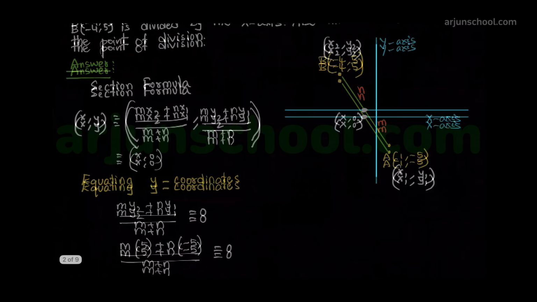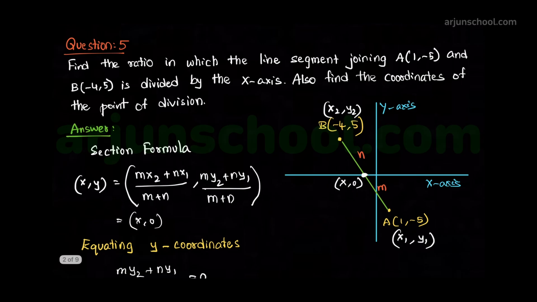Therefore, the point of division is (-3/2, 0). Therefore, the answer to the given question, find the ratio in which the line segment joining the points A(1, -5) and B(-4, 5) is divided by the x-axis, is the ratio 1 is to 1. And the coordinates of the point of division is equal to (-3/2, 0).